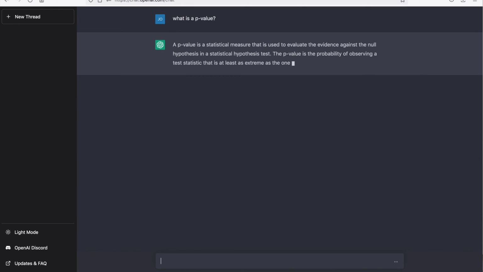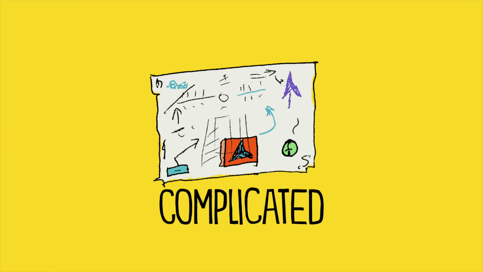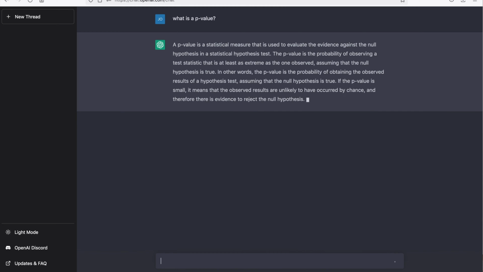The probability of observing a test statistic, it's extremely high, right? But as I look at this, it's a little bit complicated. If I am, say, a 17-year-old student and I'm struggling with this, I might need it to be in simpler terms. So explain this in simpler terms to a, and I'm going to say, 15-year-old.